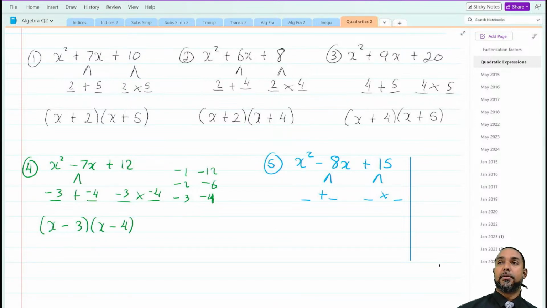So 15. Think about the factors of 15. 1 by 15 and 3 by 5. Because we know the signs are the same and they're negative, we put minus signs. Do either of these pairs of numbers add back to give us minus 8? Correct. Minus 3 plus minus 5. And minus 3 by minus 5 is positive 15, sorry. So your solution here.